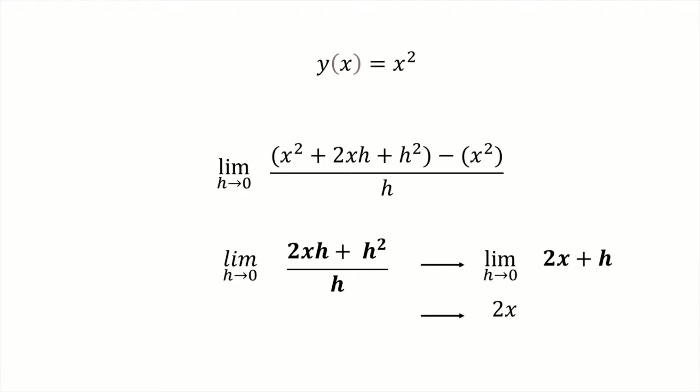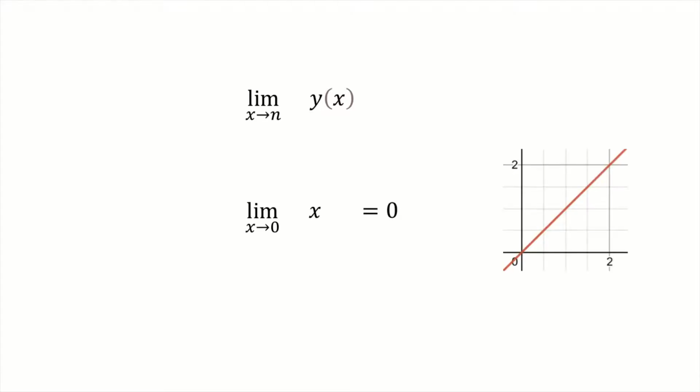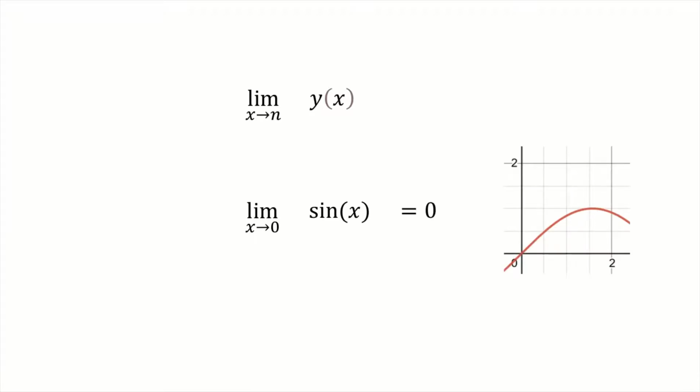Here's a demonstration of this concept of approach with simpler functions. The limit of the function y equals x as x approaches 0 is 0, because the value of the function approaches 0 as well. We can see that the limit of sine of x as x approaches 0 is 0, just by looking at the graph.